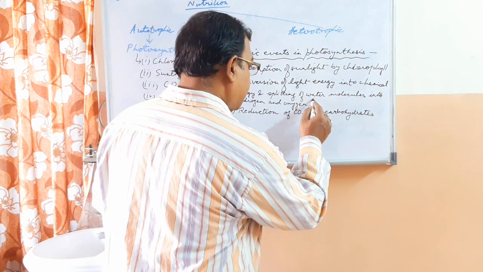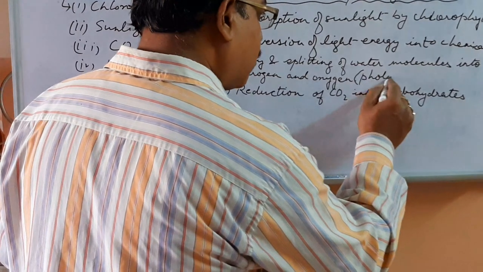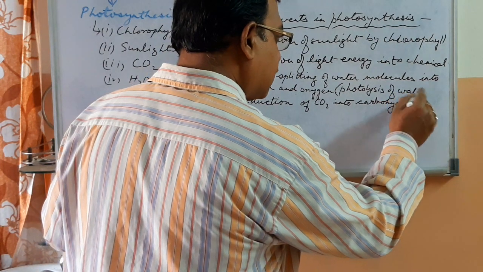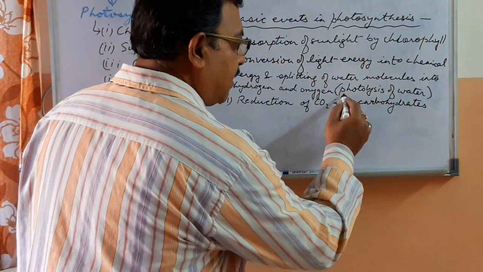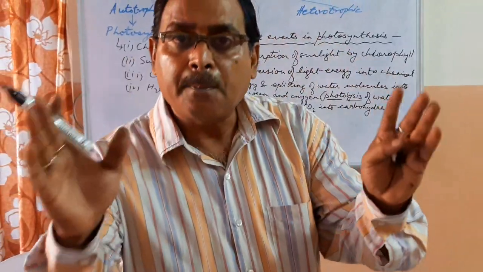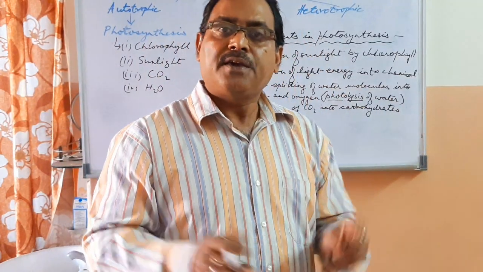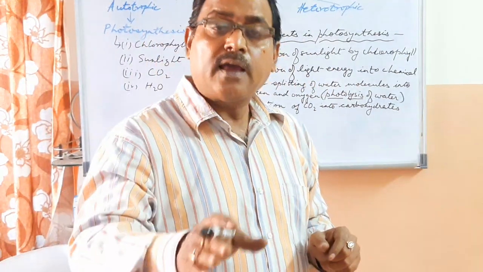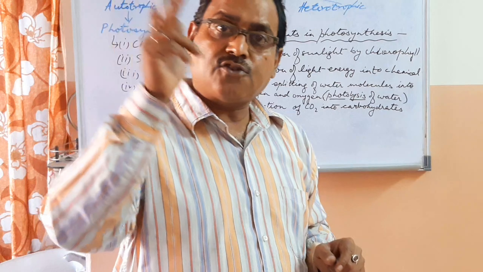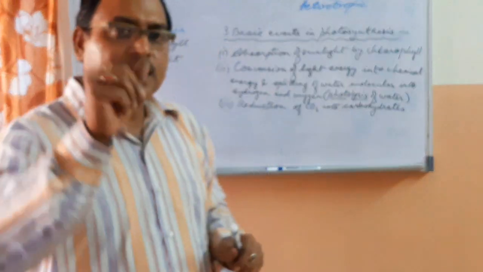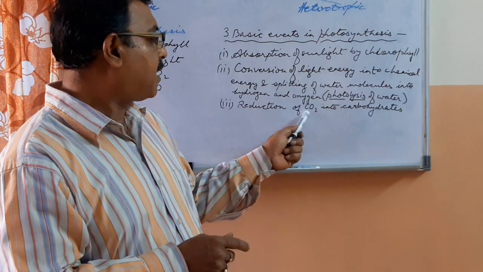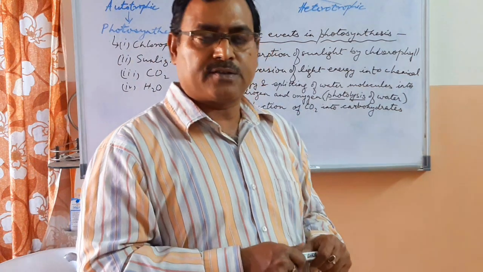So here you can write down in brackets: photolysis of water. Photolysis, you can see, contains two words. Photo means light and lysis means to break down. So the water molecule is broken down into elemental hydrogen and oxygen by conversion of light energy into chemical energy. The third event in photosynthesis is reduction of carbon dioxide into carbohydrates.